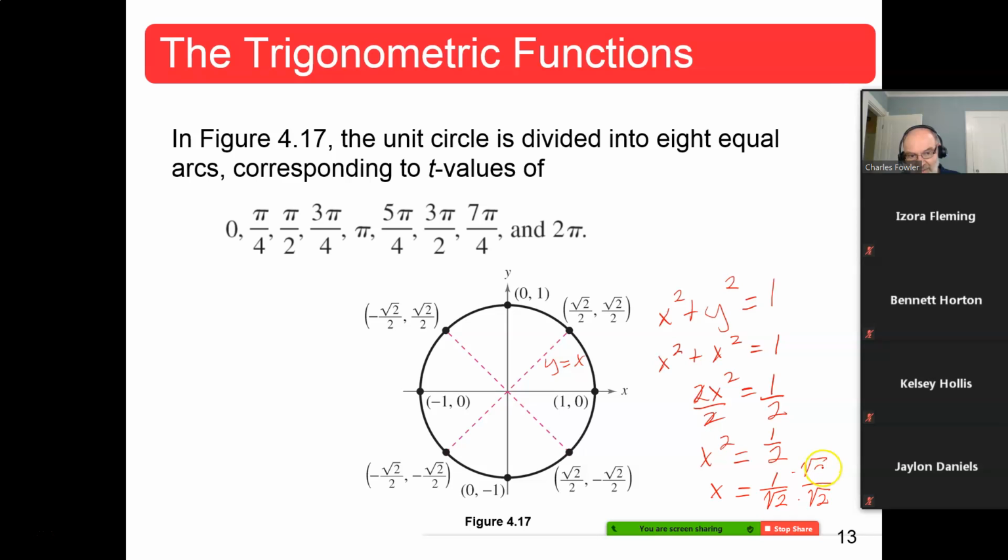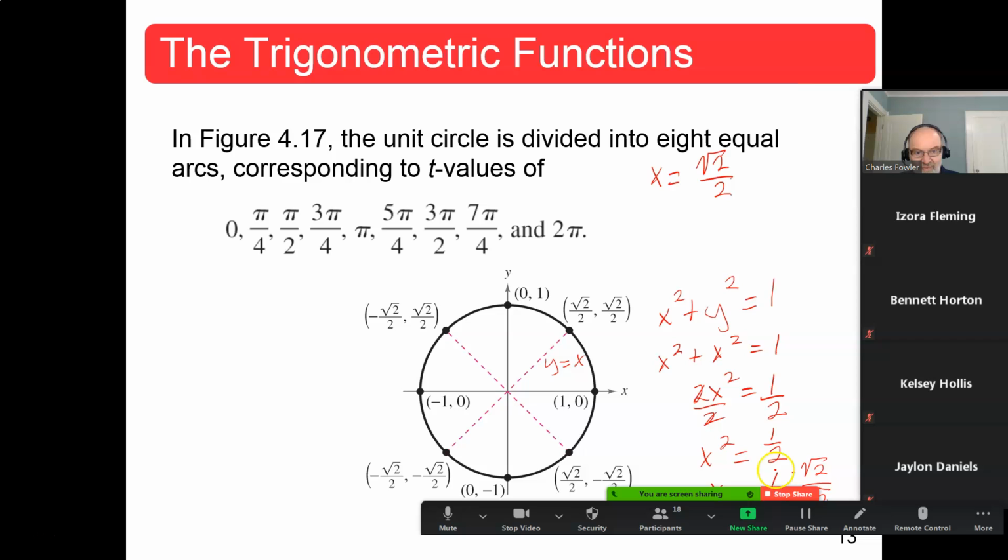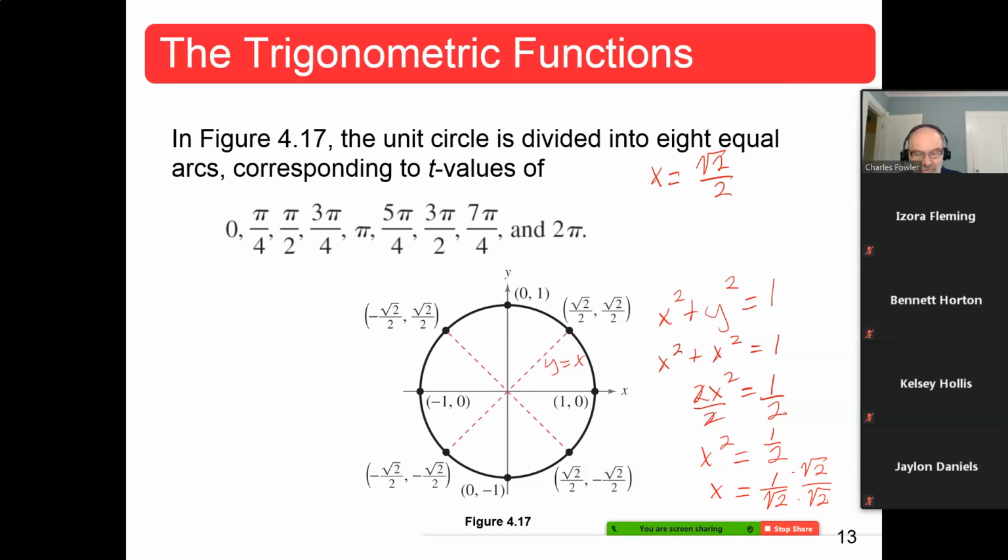Now why do we do that? Because square root of 2 over square root of 2 is 1. You're multiplying by 1, which doesn't change the value, but what this produces is, let me come up here, I'll run out of room at the bottom, x is equal to the square root of 2 over 2, right? 1 times square root of 2 is square root of 2. Square root of 2 times square root of 2 is 2.